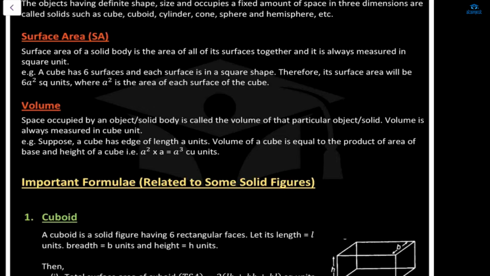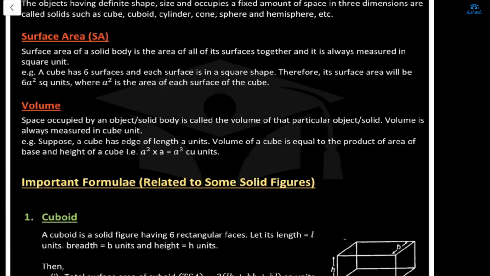If you're going to fill that whole room completely with something, that is the volume. How much air is required to fill that room, or anything else if you're going to fill it, that is the volume. So the space occupied by an object, a solid body, is called the volume of that particular solid. Volume is always measured in cube unit, because here you are not just talking about the surface, you are taking the whole three dimensions. So it will be in cube unit.